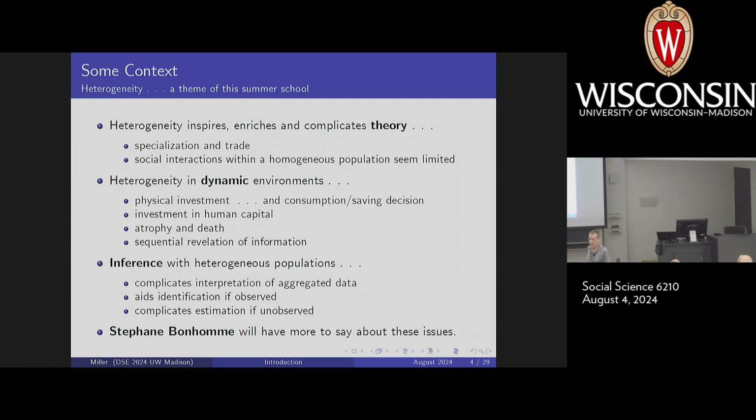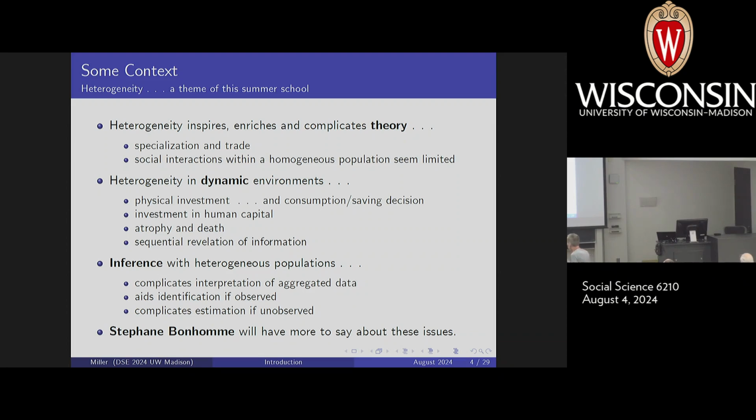So heterogeneity in dynamic environments opens up even more, right? Because you've got people who might invest or not invest. There's a consumption savings decision, of course. You want to spend a lot now and be poor later? Maybe. You've got your memories to live with. There's investment in human capital as well. That differentiates people. And unfortunately, living things die.